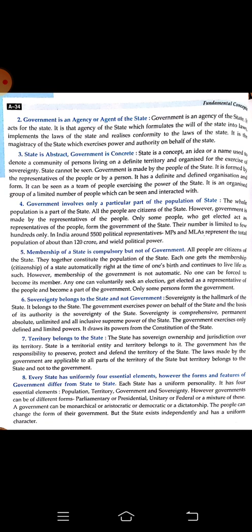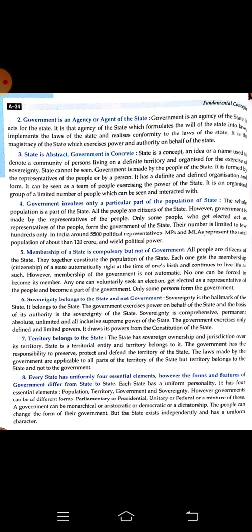So the state is abstract, government is concrete. This means the state is an idea. The state cannot be seen, but the government is made by the people of the state, so the government can be seen. That's why they say that the government is concrete. It can be seen in a team of people exercising the power of the state, right?